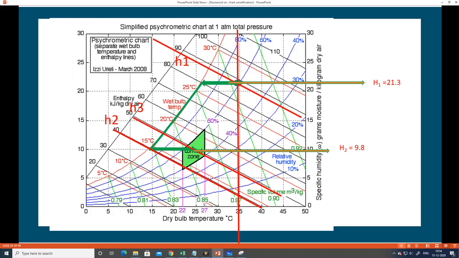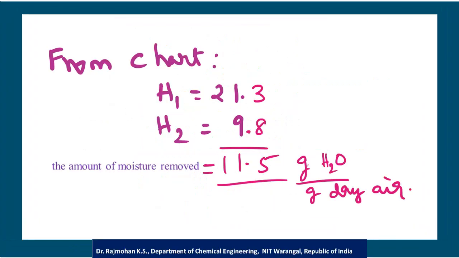See from the graph you can mark absolute humidity on the y axis, capital H1 equal to 21.3, capital H2 equal to 9.8. Small h1 value on this line is around 88 or 89, h2 value around 40, h3 value around 50. H3 is the endpoint, h2 is the point on the curve along the saturated line.